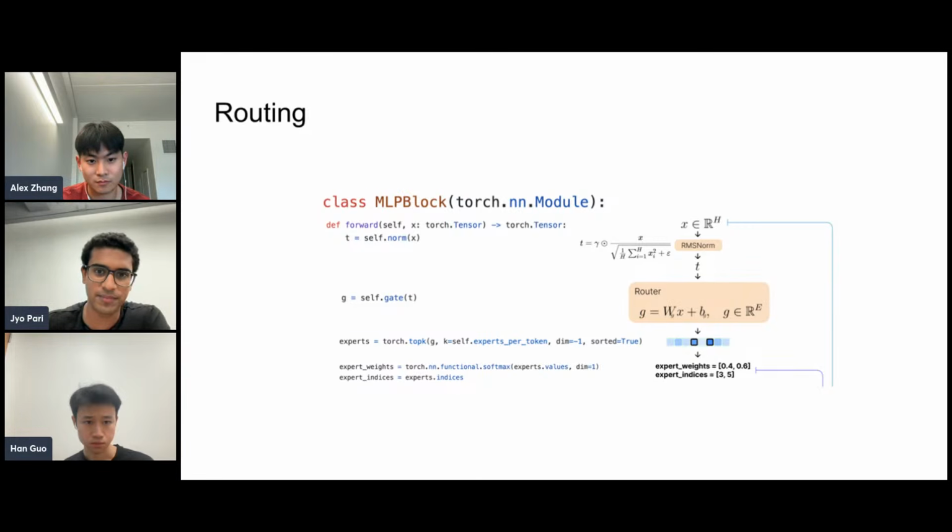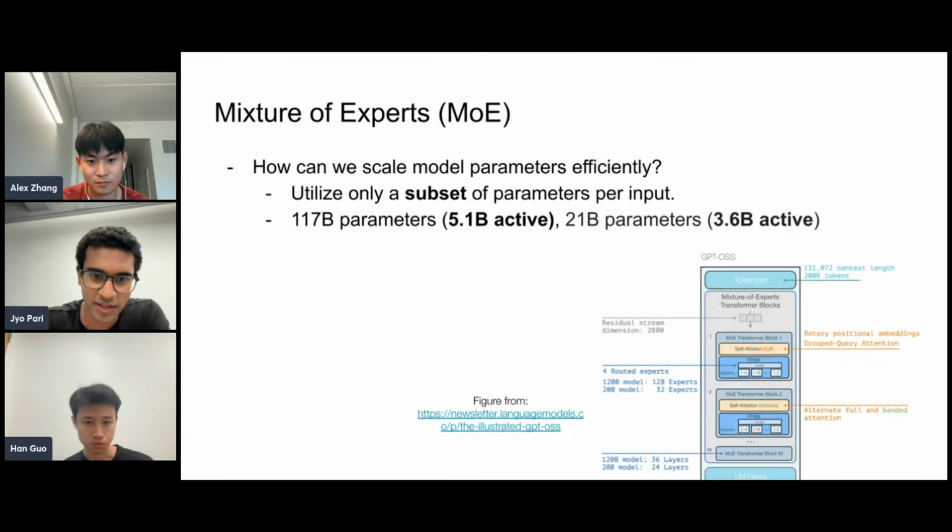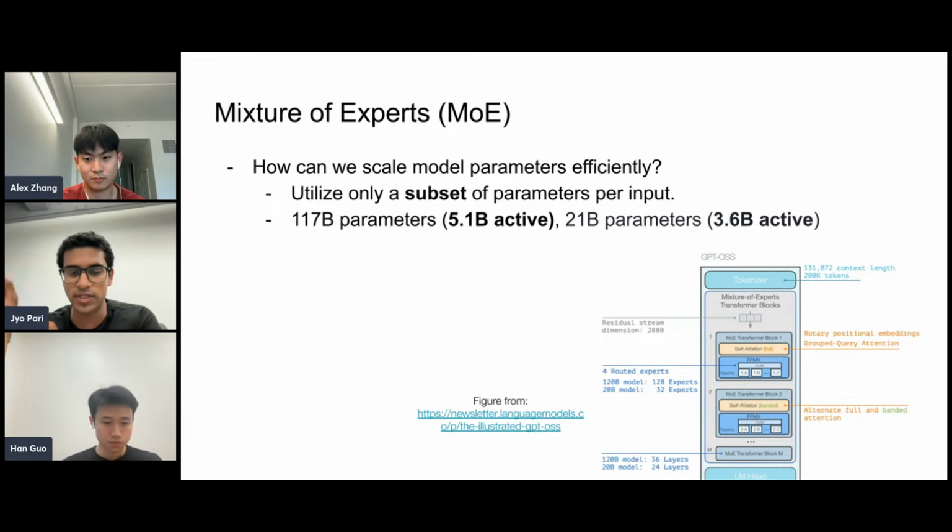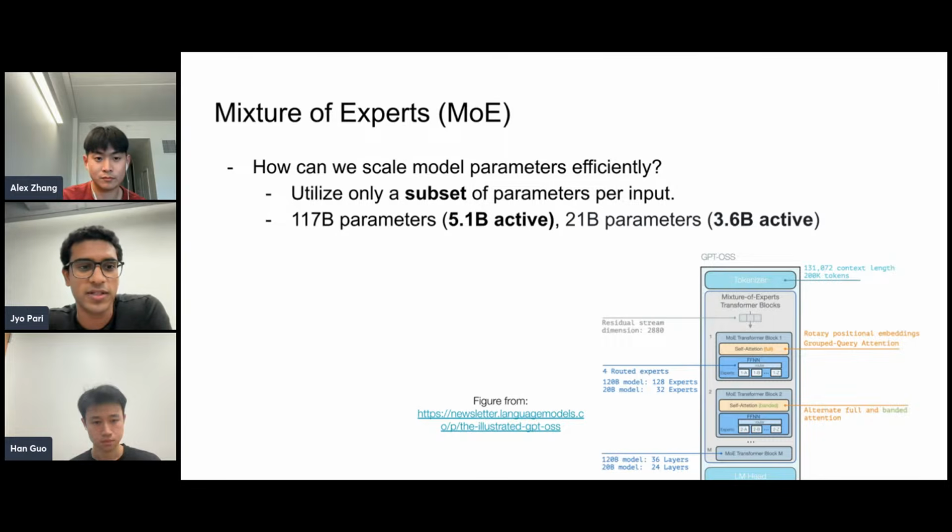We can go one slide back. Yeah, you can see in this picture that in the GPT-OSS model, every token is going to be routed to a subset of 4 experts. In the large model, there's a total of 128 experts, and every token is individually going to route to 4 experts. Just to be clear, these experts are actually the MLPs of the original transformer.